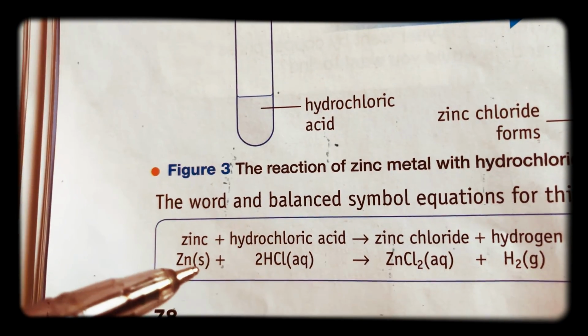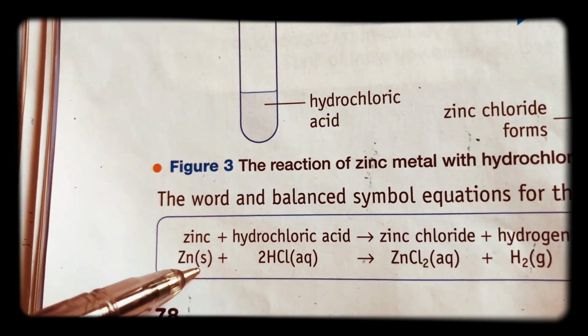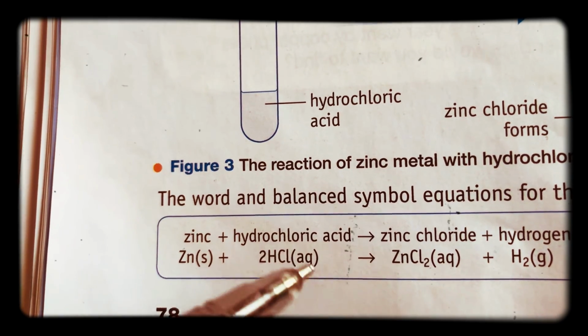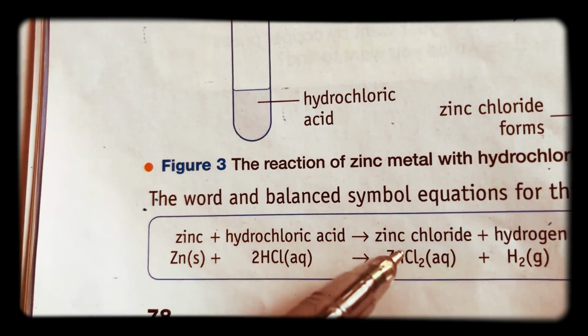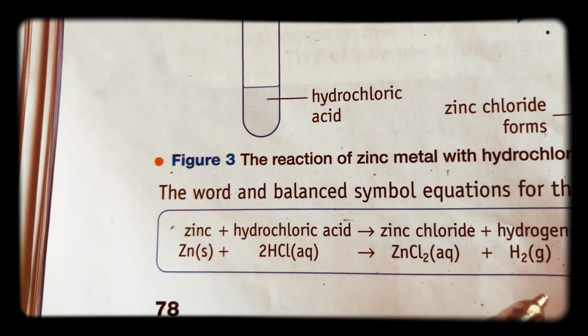Symbol equations always have the state symbols. That's S for solid. AQ means that this hydrochloric acid is diluted in water. Same there, that zinc chloride is in water. And a G is for gas.